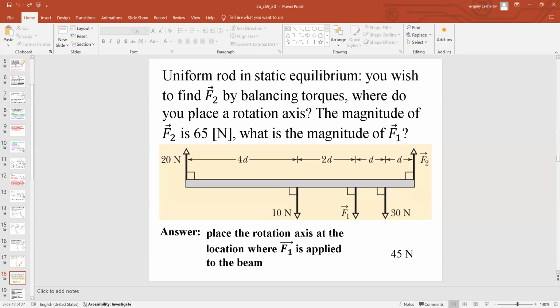So place the rotation axis at the location where F1 is applied to the beam. This will make it a 0 torque from F sub 1. What's the magnitude of F sub 1?